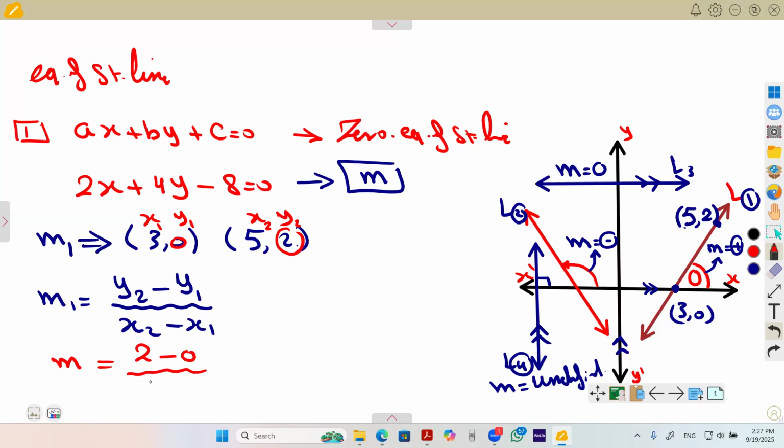5 minus 3, very good. The first one is 2 over 2, so it will be 1. It's positive one, right? So the slope here is also positive one. It's a positive number. Now let's look at L2.